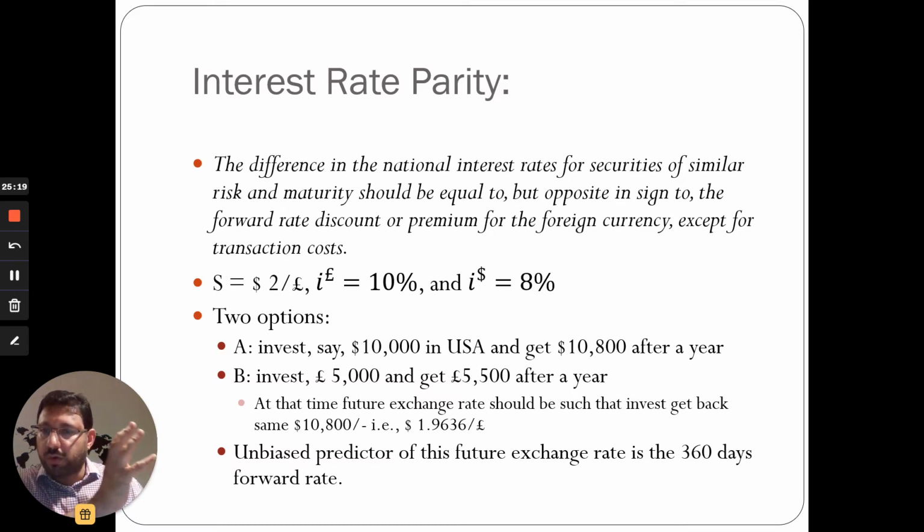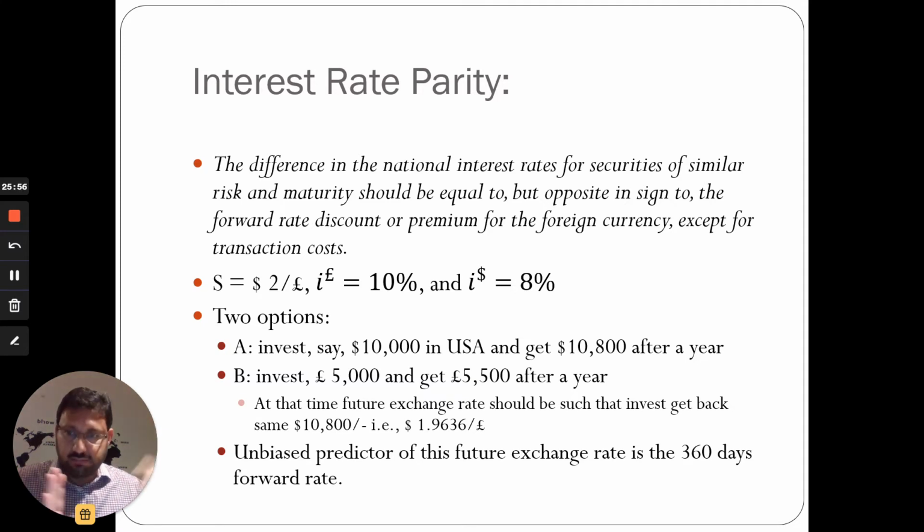And now even if he goes to the UK and converts the money back to USA after the investment period, so over here the investment period says 1 year, right? So this is just a 1 year bond. So if he converts back to USA, he'll get the same 10,800. So now what is this future spot rate after a year? 1.9636 per pound. Again, if today is 1st November 2020, it means this 1 year investment will mature on the 30th of October 2021.